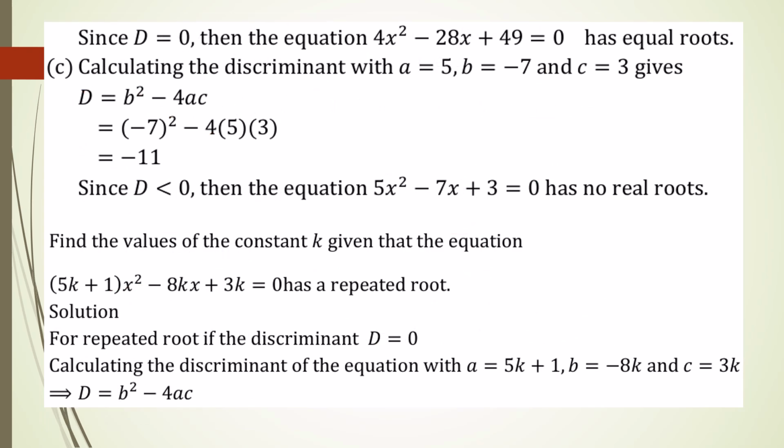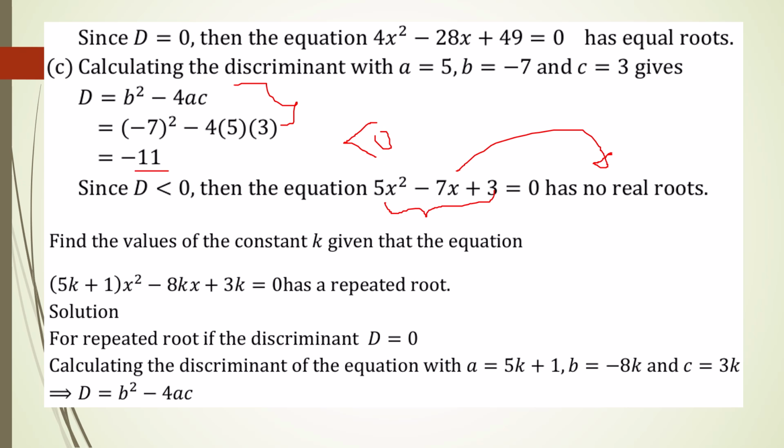Now for part C, we do the same thing. We do the substitution. For part C, you have seen that we have got -11. That means that for part C, our discriminant is less than 0. And we said that if the discriminant is less than 0, then the quadratic equation we are trying to deal with has no real or no distinct roots. So that's why we made a conclusion that the quadratic equation being solved has no real roots.